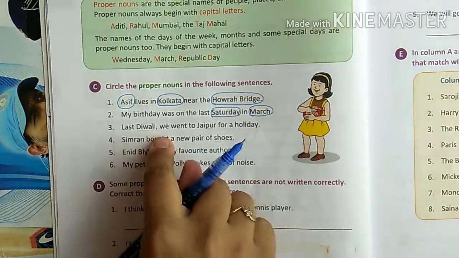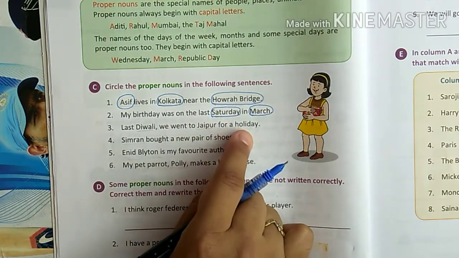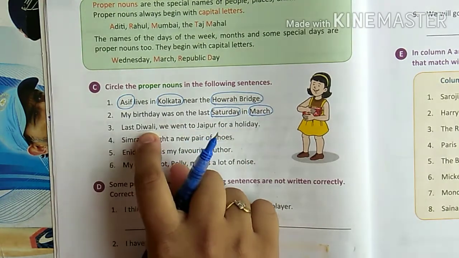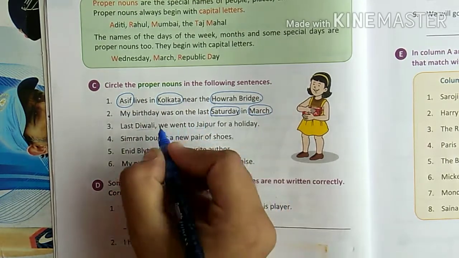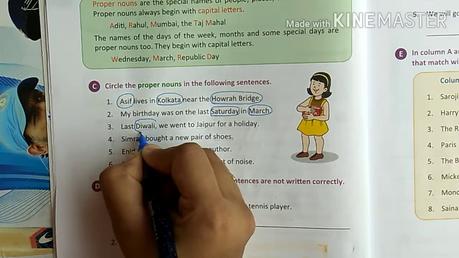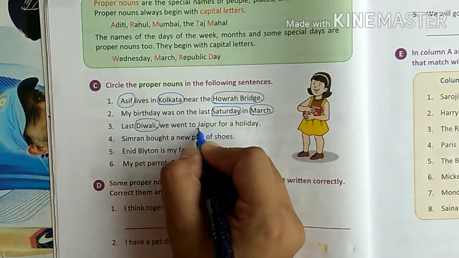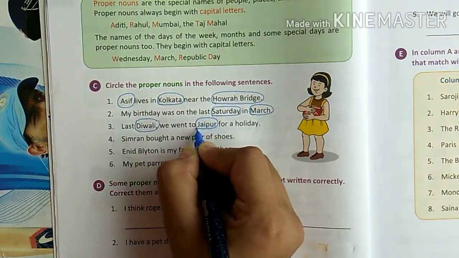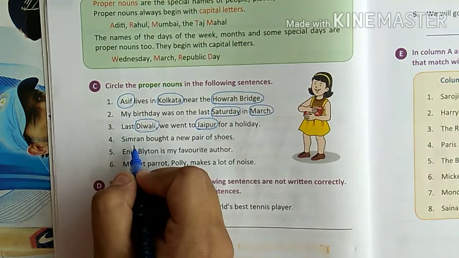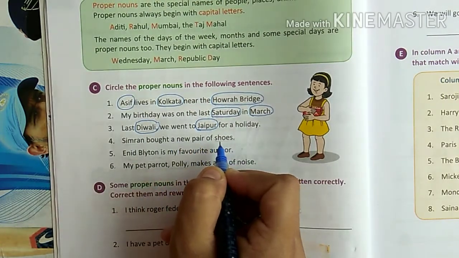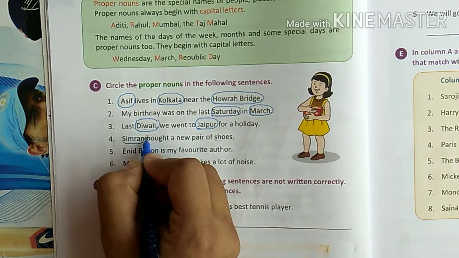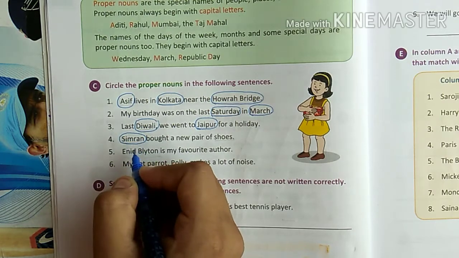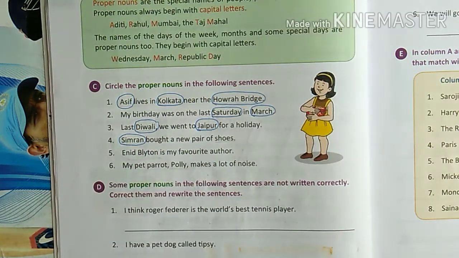Third, last Diwali, we went to Jaipur for a holiday. Last Diwali. Diwali is a special occasion. So Diwali is a proper noun. We went to Jaipur. Jaipur is a name of a place. Fourth, Simran bought a new pair of shoes. Simran, what did she buy? Simran, first, it is the name of a girl. So it is a proper noun. And what did she buy? A new pair of shoes.